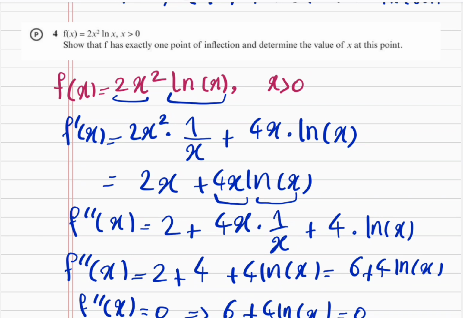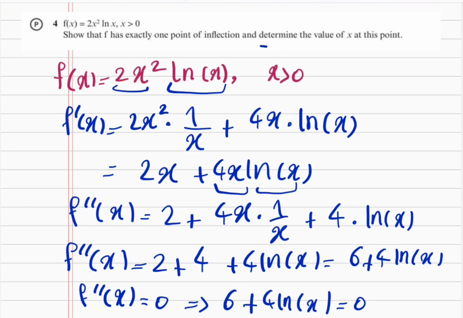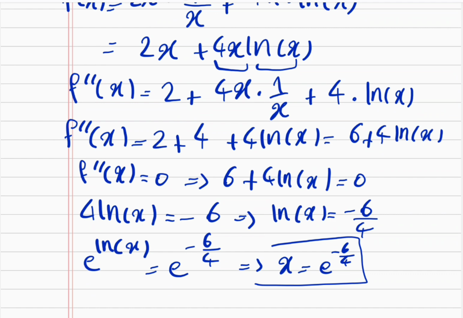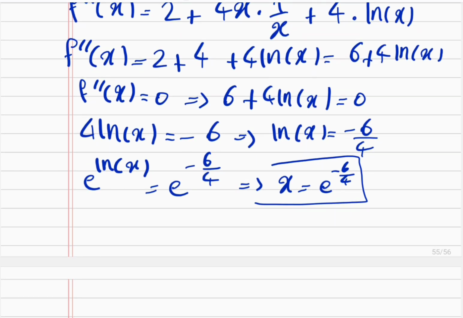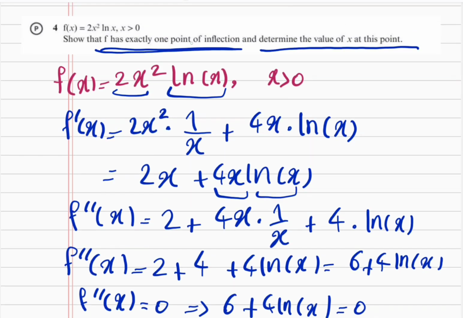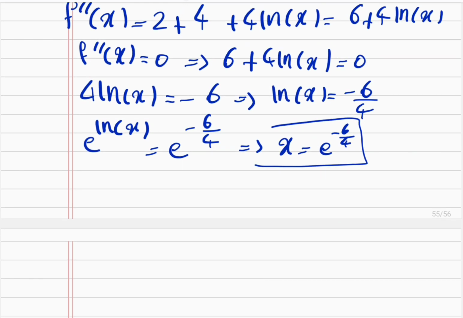And if you read the question carefully, it says determine the value of x at that point. So we have already done that. But we also need to answer this part, which says show that f has exactly one point of inflection. We have done most of the steps that we needed to do, but there are still a few more. Because now we have the conclusion that there is only one value for x, which aligns with what we have here, that there is one point of inflection. But we haven't completely shown that x is equal to e to the minus 6 over 4 is the point of inflection.